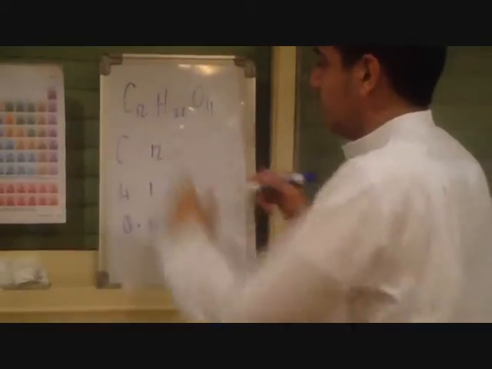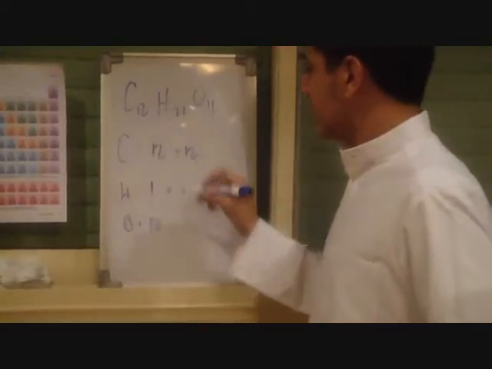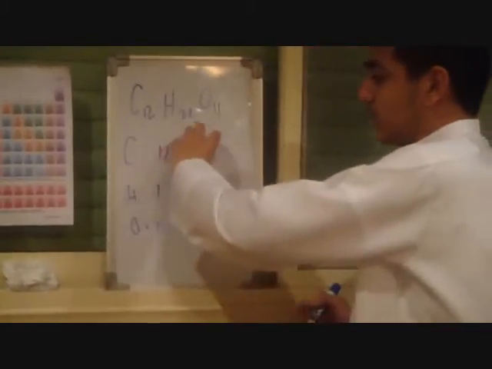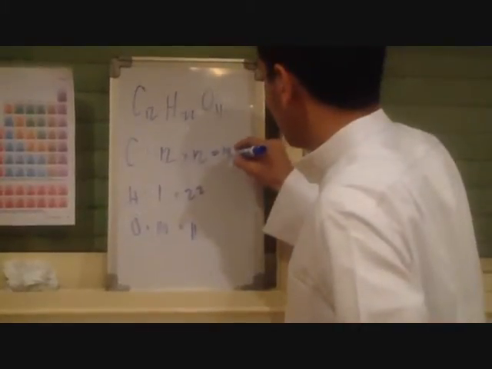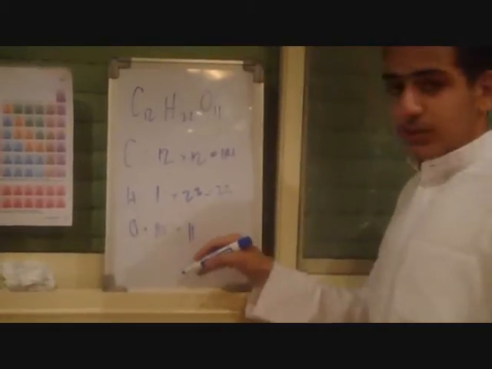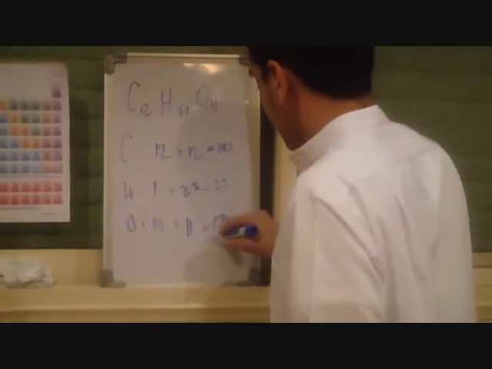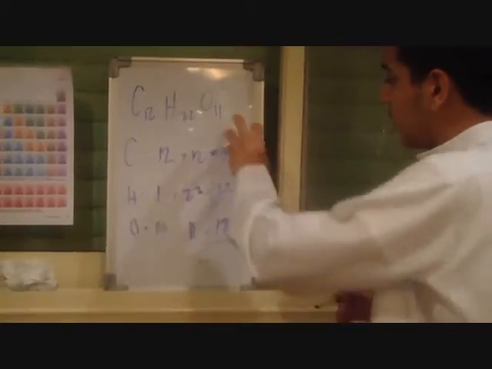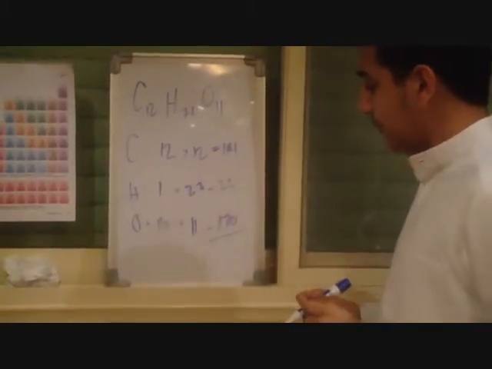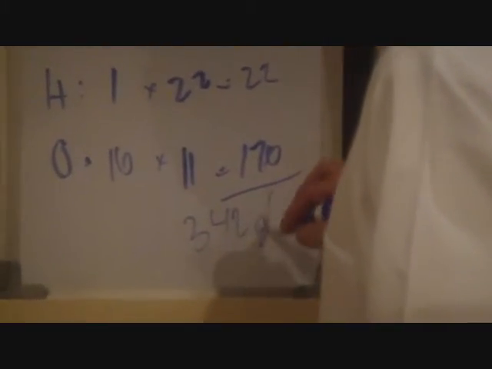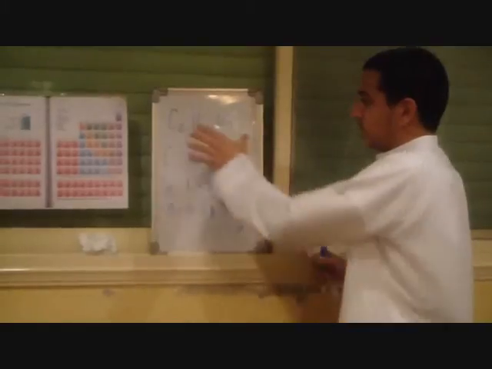So carbon is 12, hydrogen is 22, and oxygen is 11. Now multiply 12 times 12, which is 144, and 22 times 1, which gives you 22, and 16 times 11, which is 176. Third step, you have to add them all up. So 144 plus 22 plus 176 gives you 342 grams per mole. This is the total mass, 342 grams per mole of this compound.